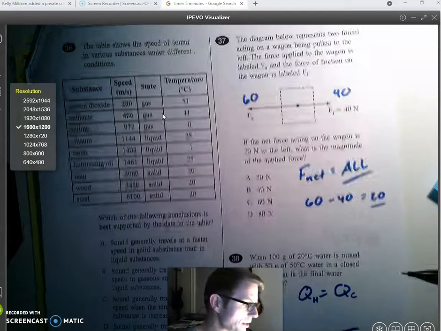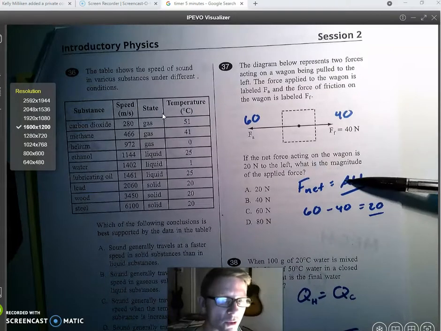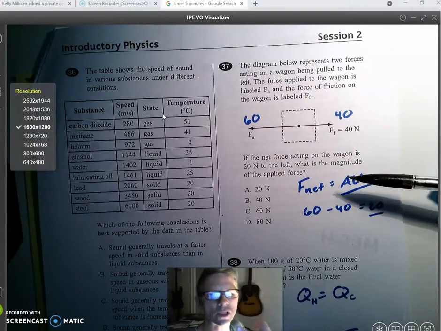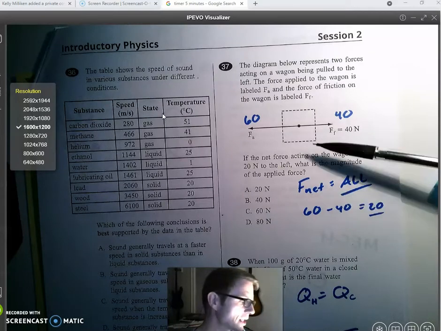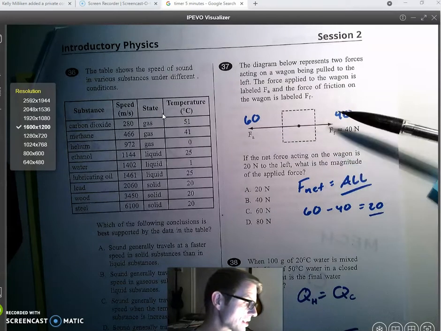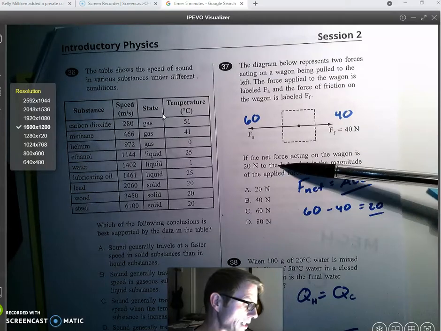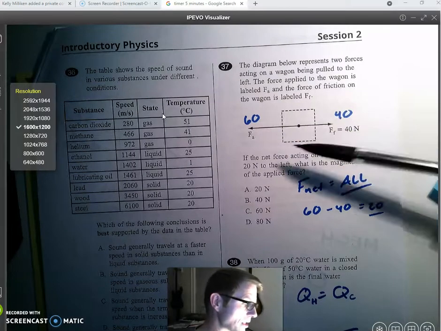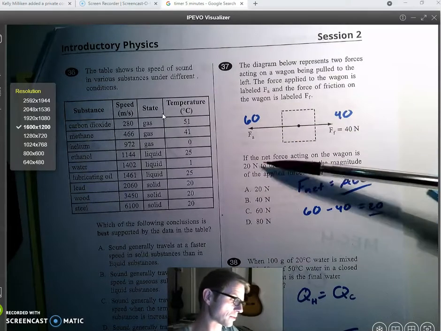Number 37, the net force is looking at all the forces. It's not always good to think of it as a sum because sometimes you subtract. So we need a number that this minus this gets us the net force of 20. So 60 minus 40 gets us a net force of 20. So the answer is 60.